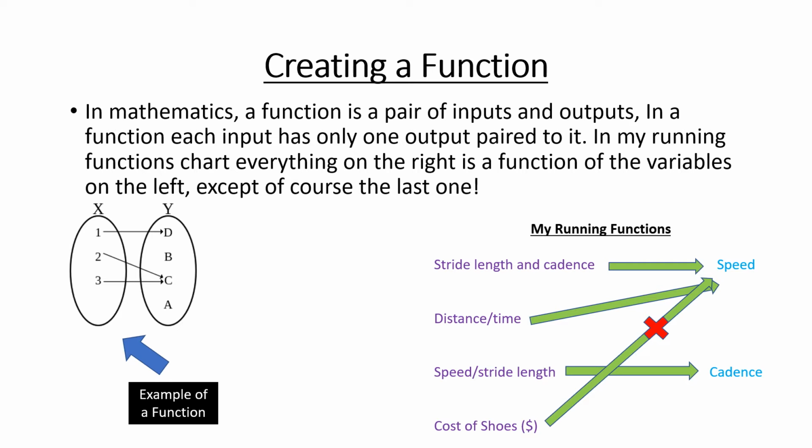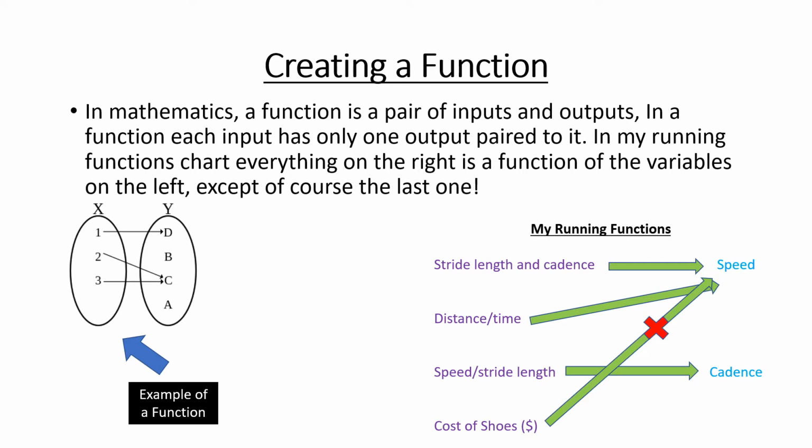The chart on the left here, I think, is a very good example of what a function is. As you can see, every input, everything under the x, is paired with one output. So 1 is paired with D, 2 is paired with C, and 3 is also paired with C. It doesn't matter that the two inputs are paired to the same output, as long as they're only paired to that one output.